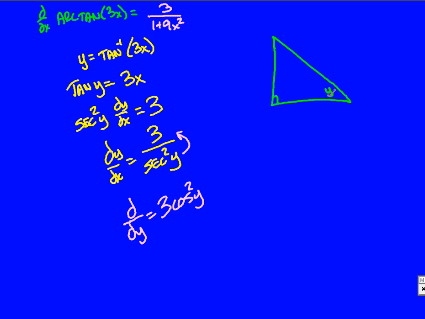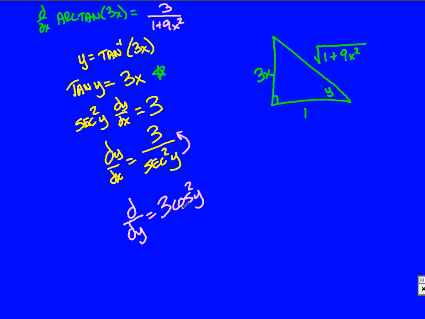So here's my angle y. This time it's tangent of y equals 3x, so opposite over adjacent has to equal 3x. And now I can find my hypotenuse. A squared plus b squared equals c squared. So the square root of 1 plus 9x squared should be your hypotenuse.